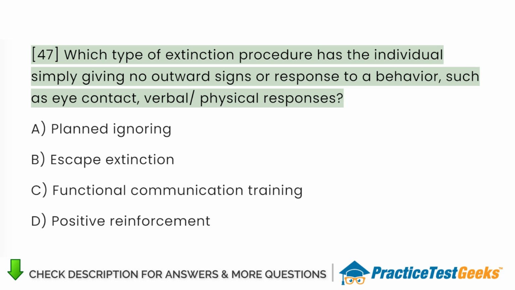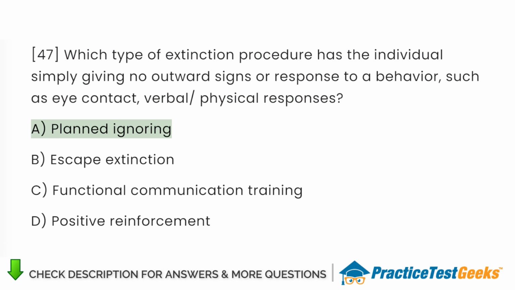Which type of extinction procedure has the individual simply giving no outward signs or response to a behavior, such as eye contact, verbal or physical responses? A. Planned ignoring. B. Escape extinction. C. Functional communication training. D. Positive reinforcement.